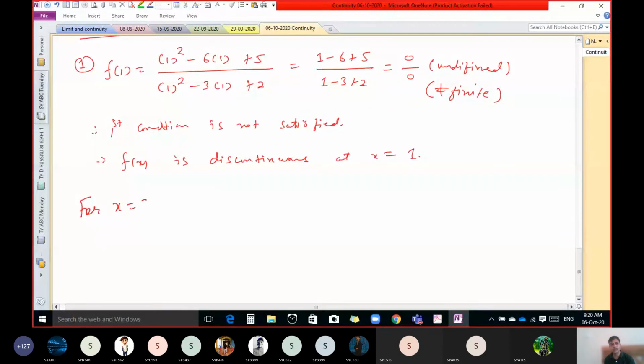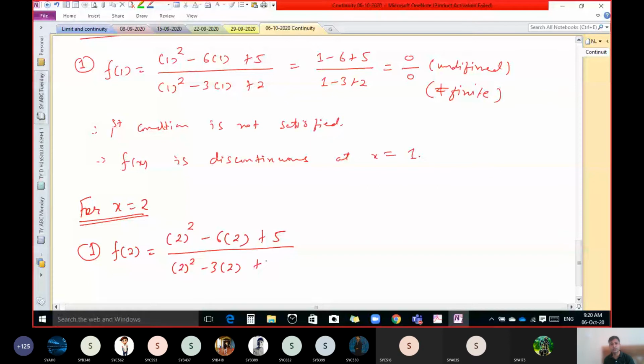Now for x equal to 2, let us check the first condition. What we have to do is put x equal to 2 in the function. So 2 square minus 6 into 2 plus 5, upon 2 square minus 3 into 2 plus 2. Let us do the calculation. 2 square is 4, minus 12 plus 5, and here 4 minus 6 plus 2. We get minus 3 here and 0 here.